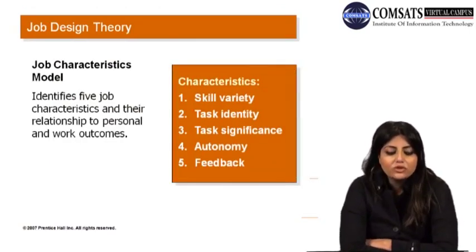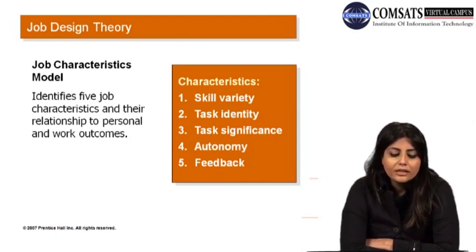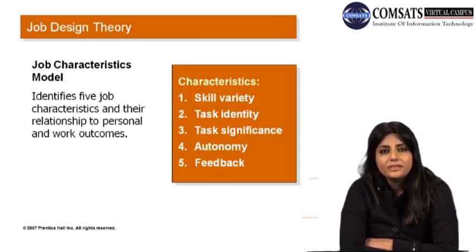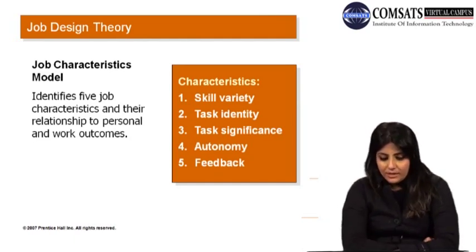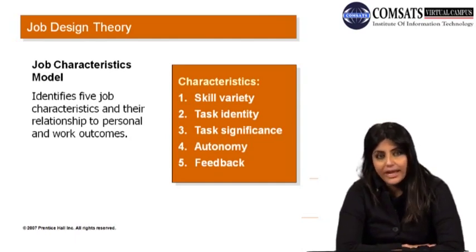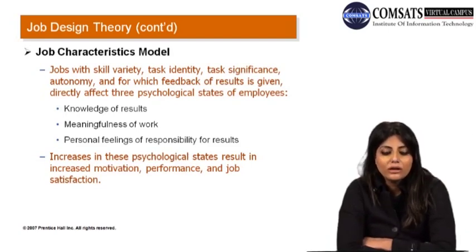Then we have the job design theory. It's basically the job characteristics model that identified a few job characteristics that can improve different outcomes, improve the motivation of the employees at the workplace. So they are skill variety, task identity, task significance, autonomy and feedback. So we start off with the job characteristics model.